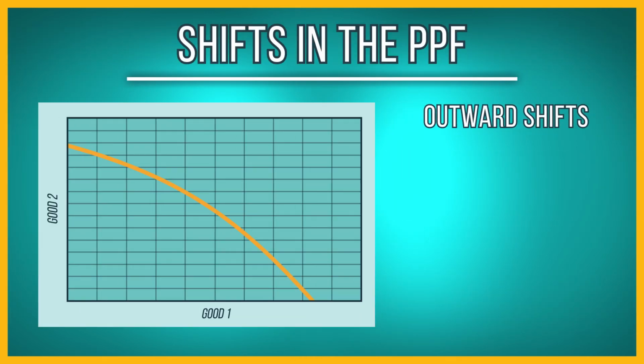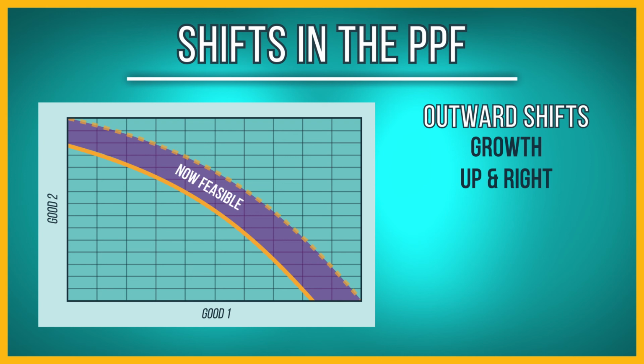Outward shifts of the production possibility frontier illustrate growth in an economy. The production possibility frontier shifts up and to the right when it obtains more resources or its technology improves. An outward shift makes feasible combinations that were previously unfeasible. Therefore, the economy can satisfy more of its people's wants, needs, and desires.